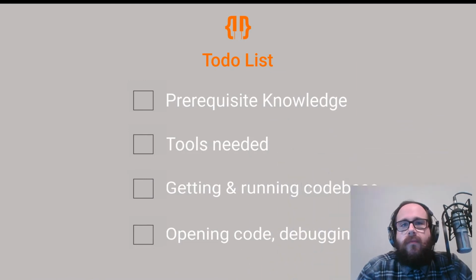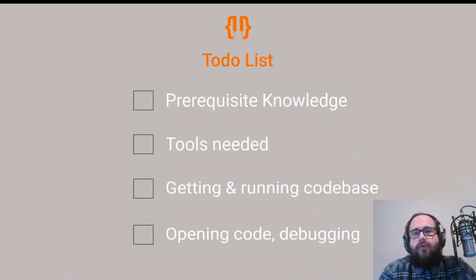The first section will go over some prerequisite knowledge that's good to have for working with OpenSheet Music Display. The second will be some of the tools you'll need to work with it, where to find them, some of the choices you'll have in that regard. Then we'll go over getting the code base down to your local machine and running the code base in a local web server. And finally, we'll open up the code and briefly go over some debugging.